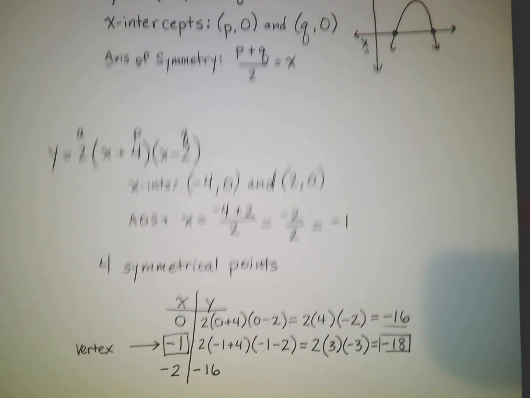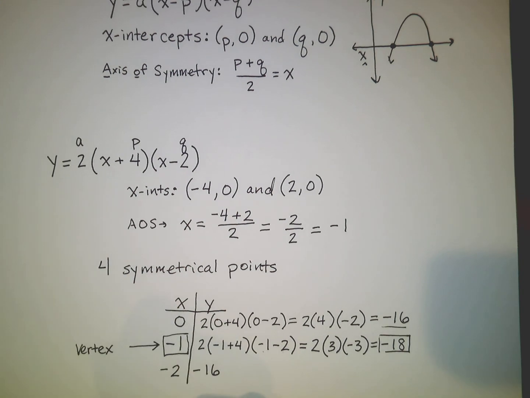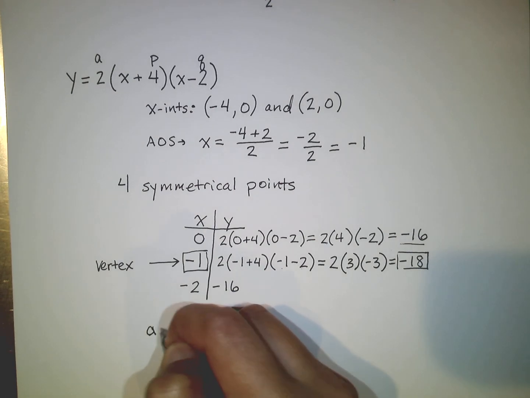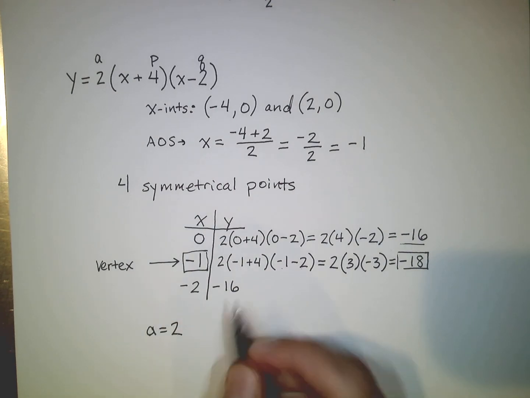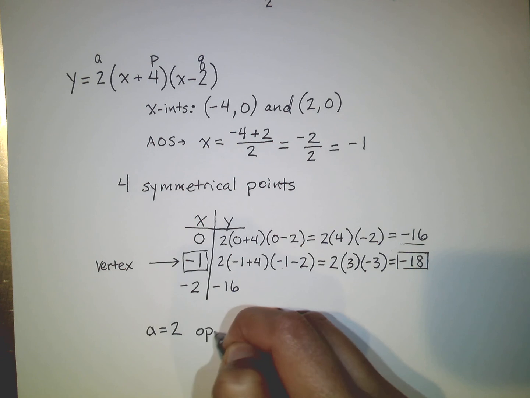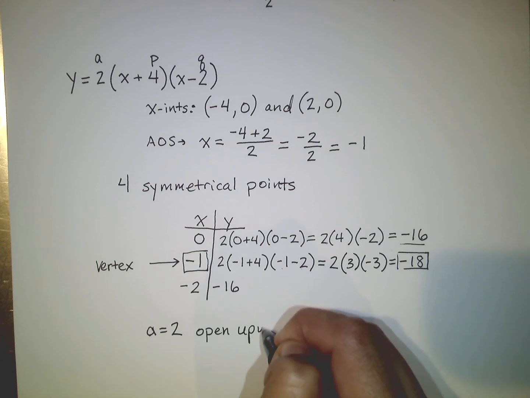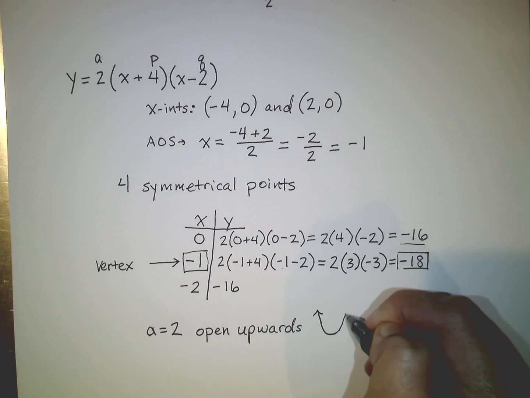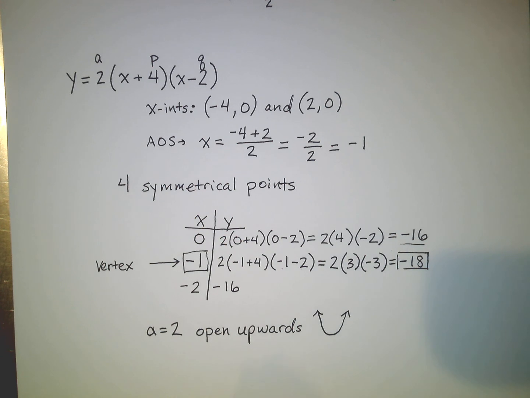Also, we want to notice that our a value is equal to 2. So a is equal to 2. So that graph is going to be opening upwards. So that's what I mean by opening upwards, because it's positive, so it's happy, right? So from there, all you have to do is draw your graph and plug in these points when you go to draw it.